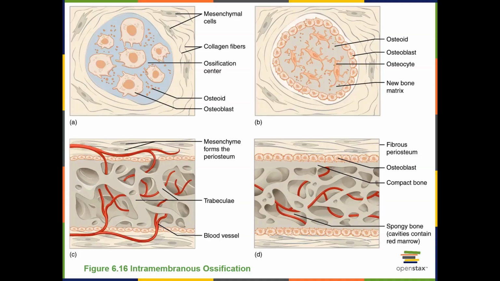For example, within the dermis of the skin, we have bones forming. Examples of major bones that form through this process of intramembranous ossification include the parietal bones, the frontal bone, the clavicle, and the patella.